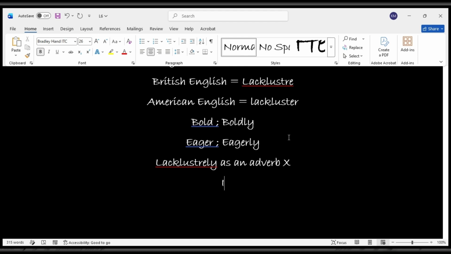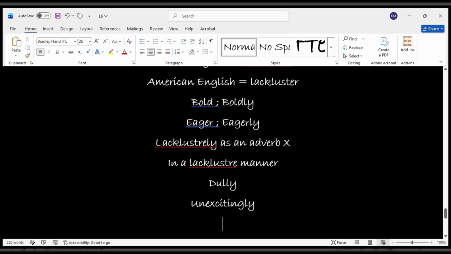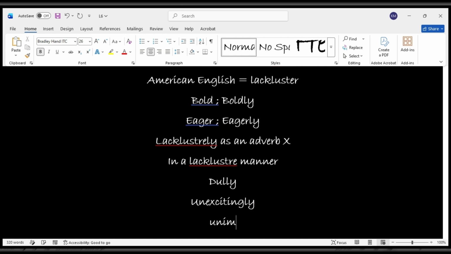So, how do we use it in the form of an adverb? We can use it like in a lackluster manner, or dully, or we can say excitingly, or unimpressively.